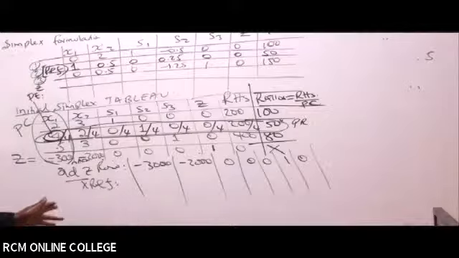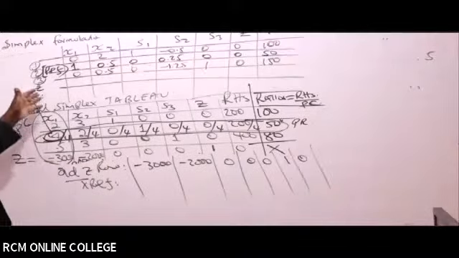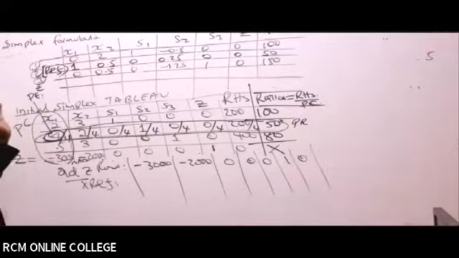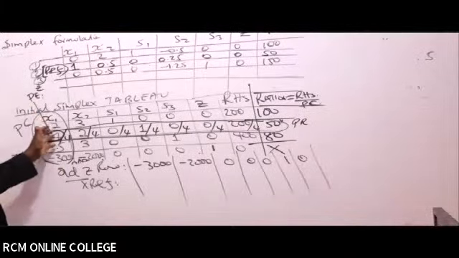You ask yourself, out of this Z row, is there any number which happens to be in the pivot column? Pivot column is very, very important. Is there any number that happens to be on the pivot column?